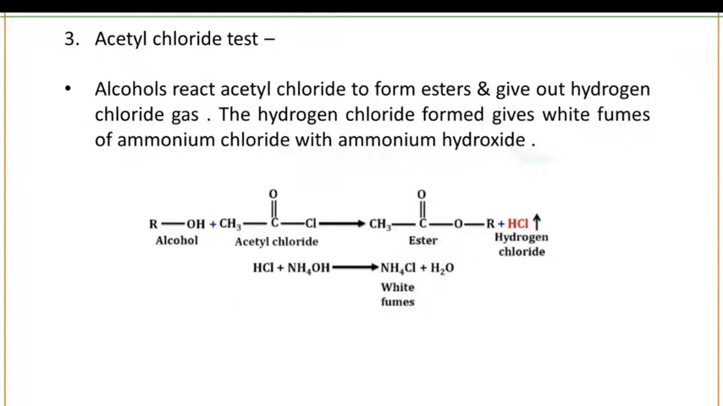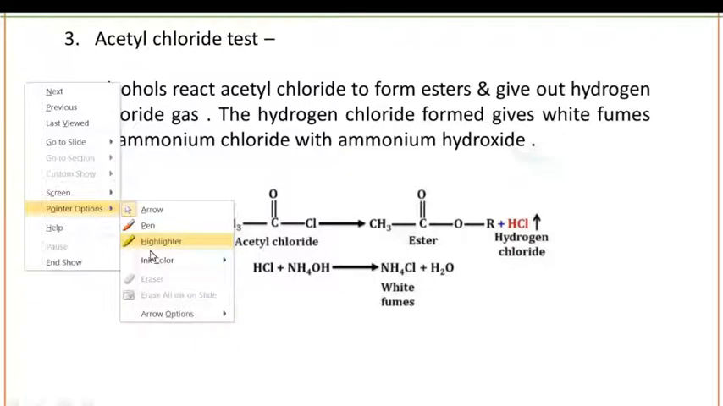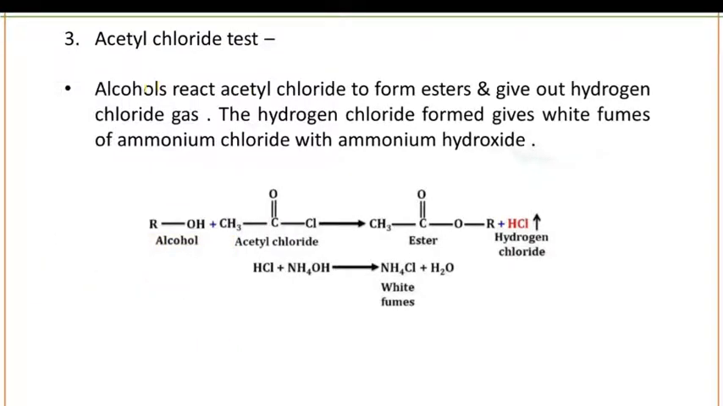Next, third test is acetyl chloride test. In this test, acetyl chloride reacts with alcohol to form esters, and particularly in this test, hydrogen chloride gas will be liberated. The hydrogen chloride formed gives white fumes of ammonium chloride with ammonium hydroxide. As you can see here, we have alcoholic group ROH reacting with acetyl chloride, that is CH3COCl. Then this will lead to the formation of an ester compound and the liberation of hydrogen chloride gas.